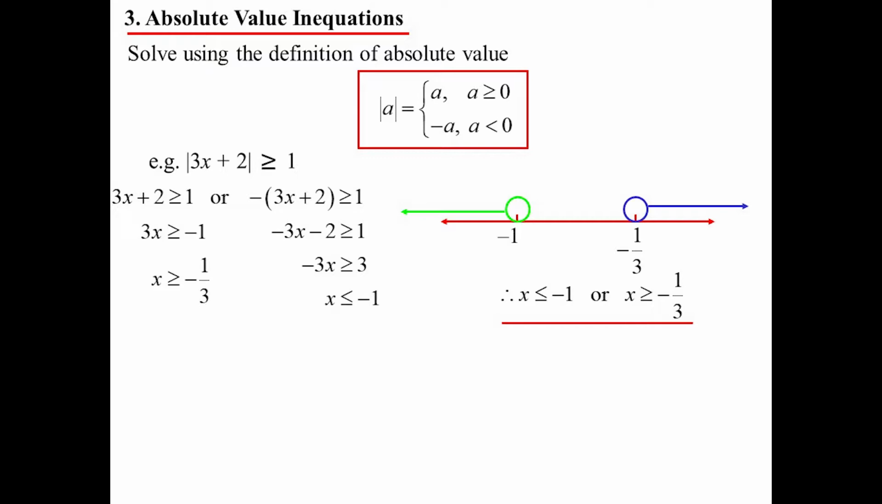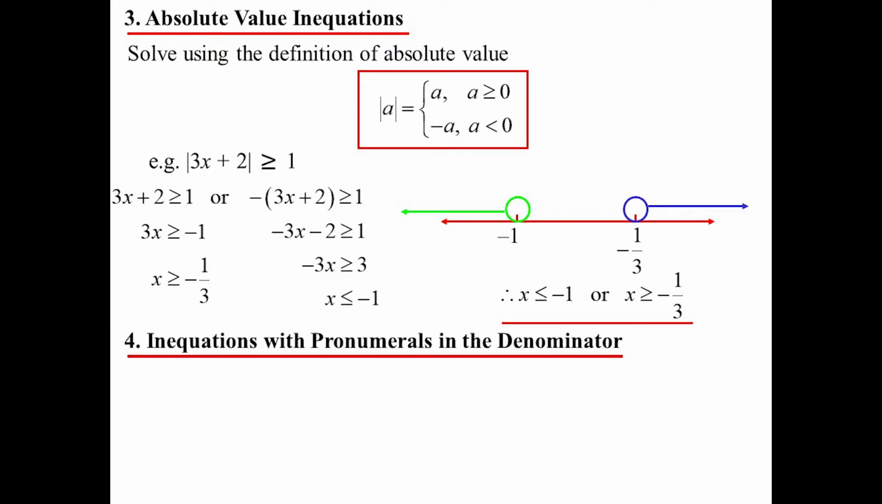All right, so that's absolute value ones. The good old pronumerals in the denominator. We've seen lots of different ways of solving this. We've seen graphical ways of doing it. Yesterday, or was it the day before, we looked at moving everything to the left-hand side and showing it's always positive or always negative. So here's, I think it's actually the same one. 2 on x plus 3 is less than 5.